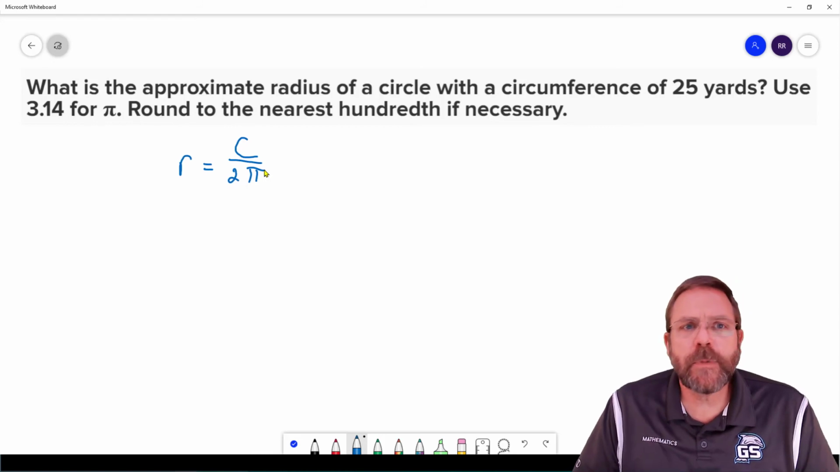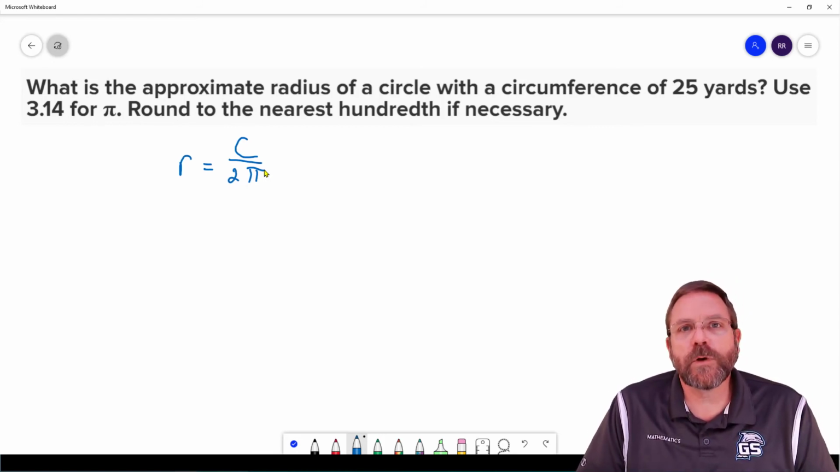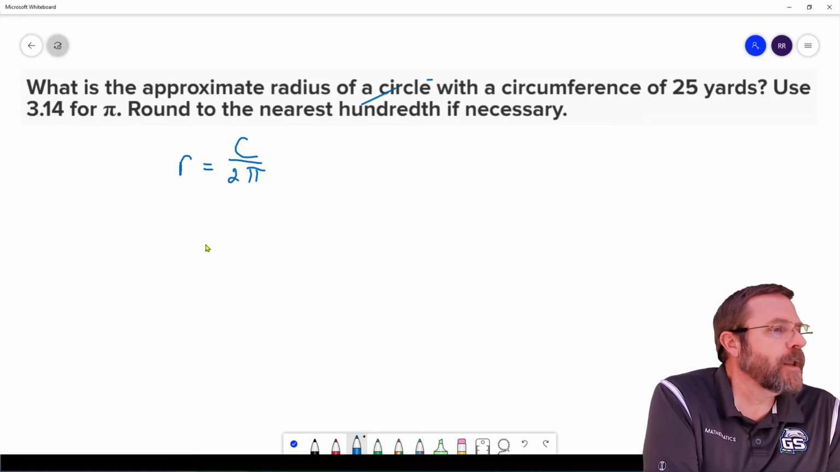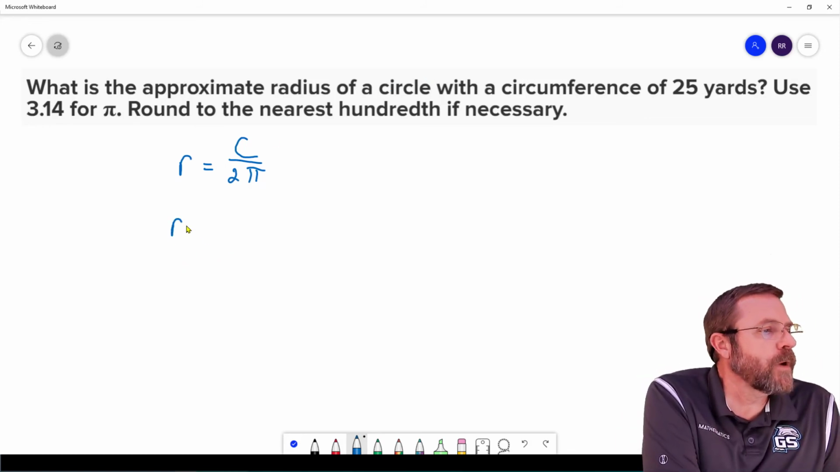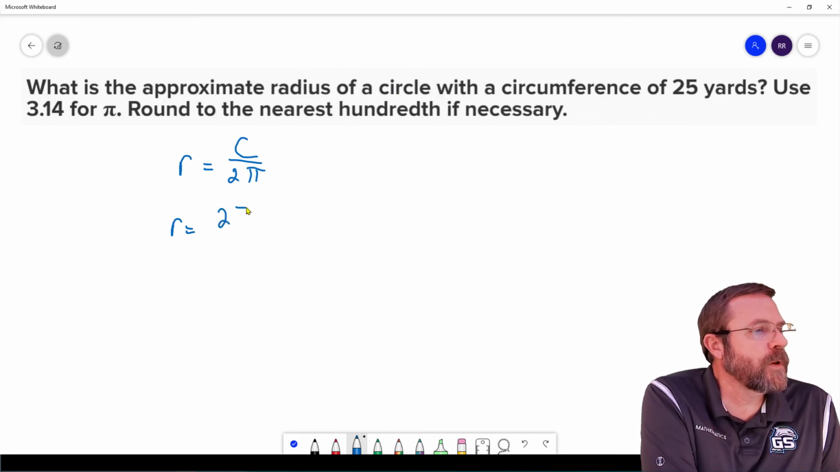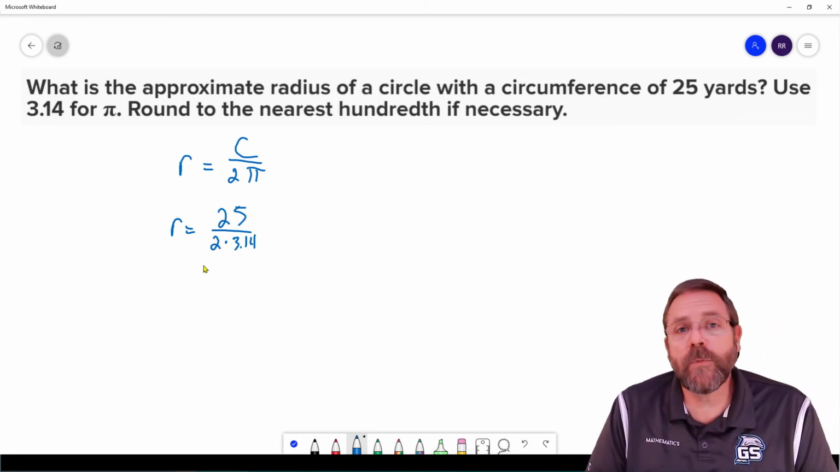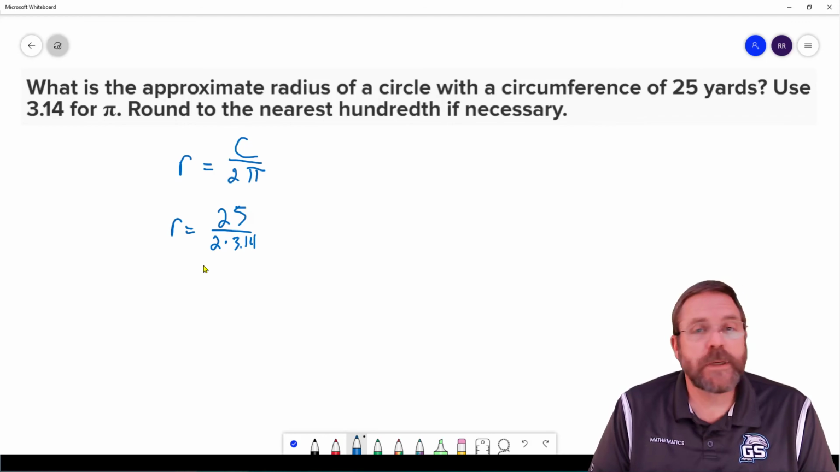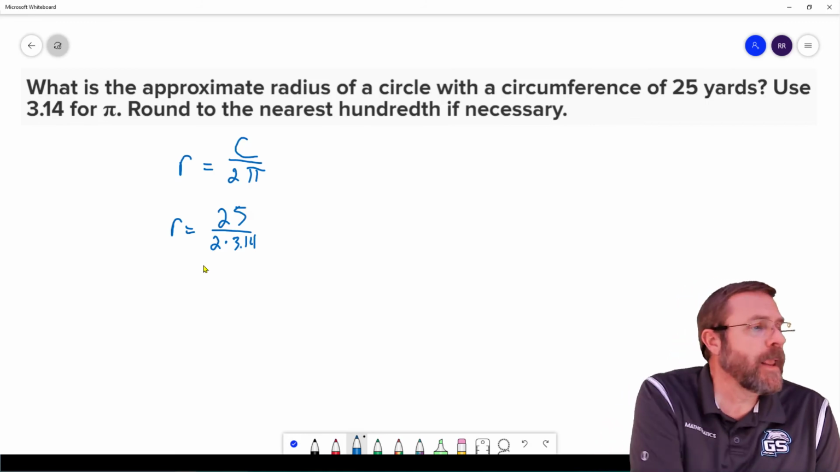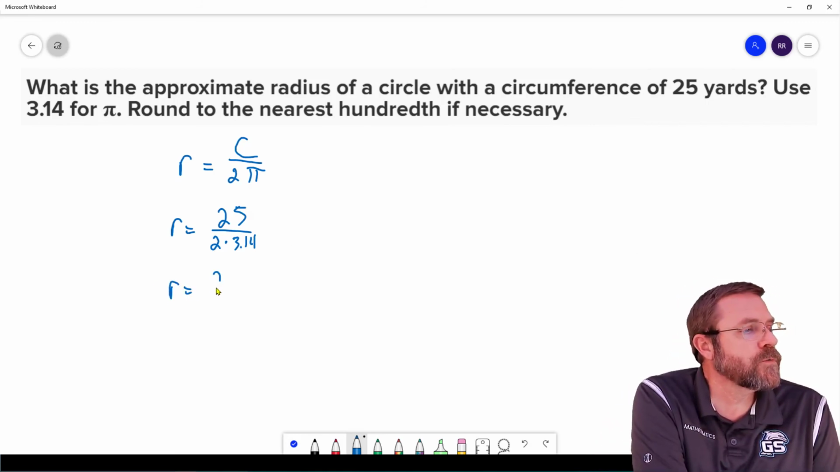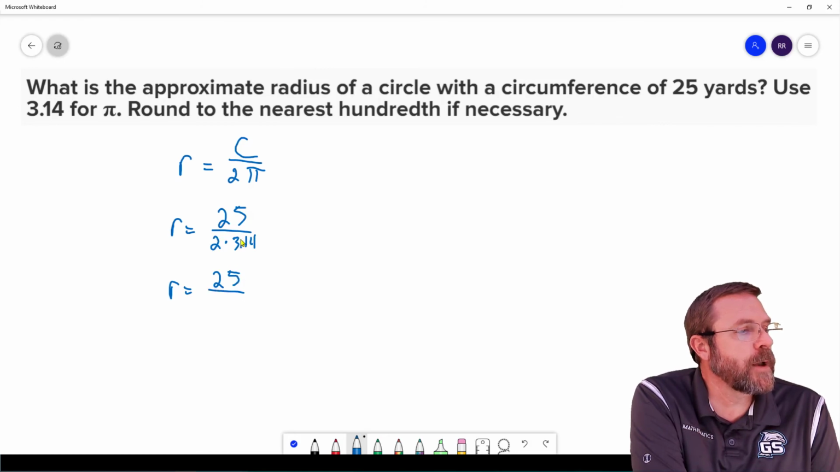Alright, I set up my equation, my formulas. Radius is equal to the circumference divided by 2 pi. Now I'm going to plug in what I know, which means radius is equal to the circumference, 25, over 2 times 3.14. Now I do have choices here. I could simplify before I multiplied, and if 25 was an even number, I would go ahead and divide it out by 2 and simplify. But it's not. And I'm allowing you to use a calculator, so we might as well just work it out now. 2 times 3.14 is going to be 6.28.